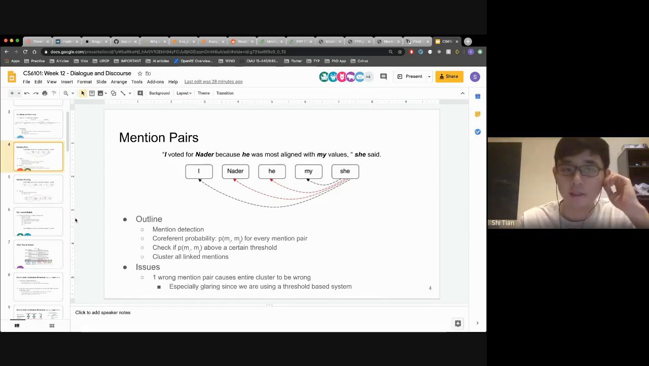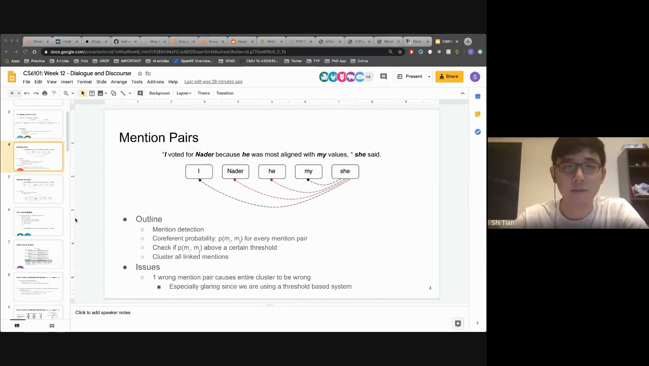I think instead of pronouns, there might be something like a mention of a red building in the previous sentence, and then in the later sentence, it would just refer to it as the building, and it would still need to resolve these two references into one.